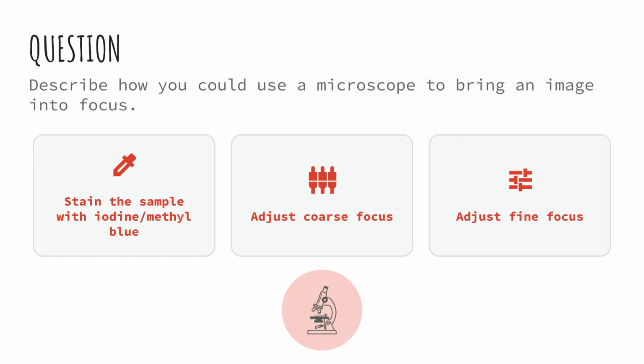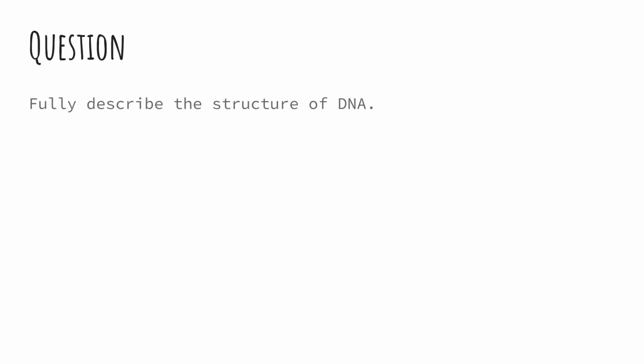When using a microscope, you can improve image clarity by staining the sample with solutions like iodine or methyl blue. Once the slide is prepared, use the coarse focus knob for initial adjustment, followed by the fine focus knob to sharpen the image.